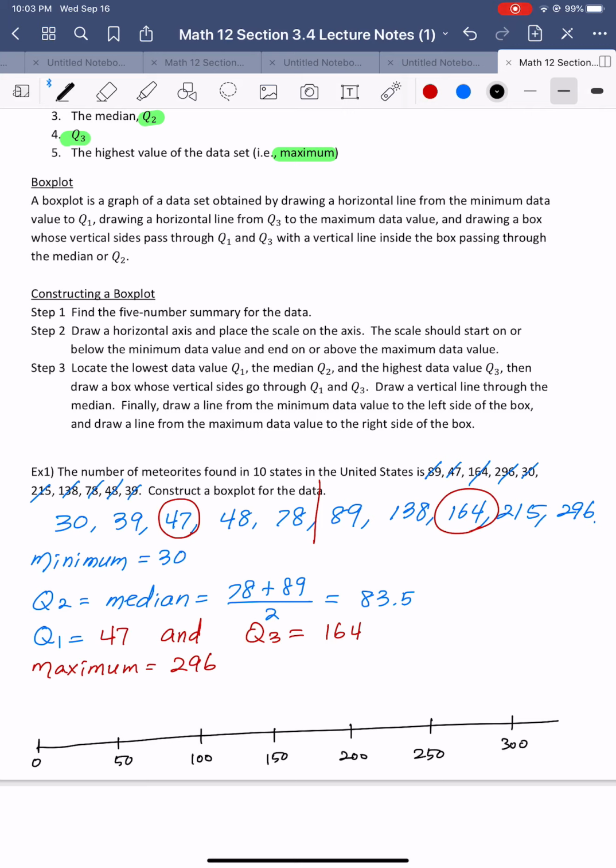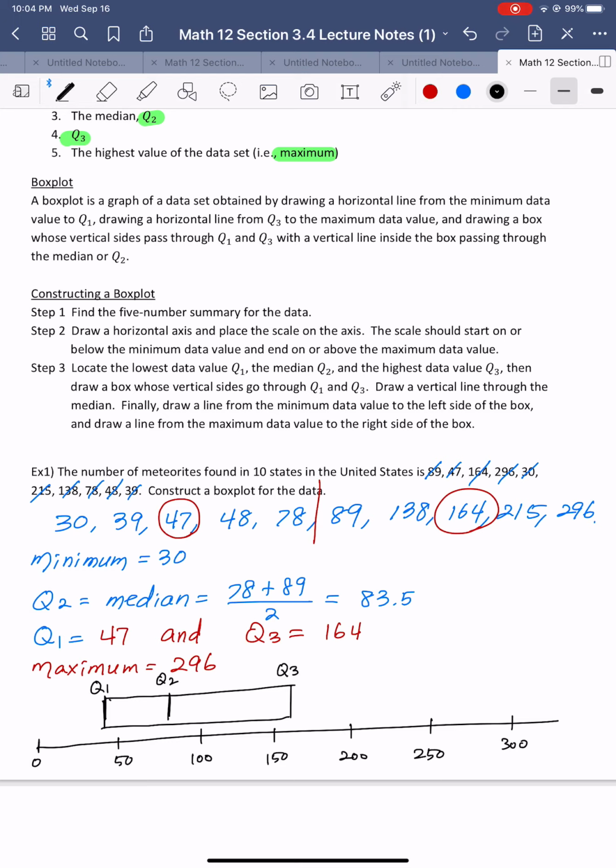So let's put in Q1. Q1 is 47. So 47 is about here, right? So 47, that's Q1. And then Q2 is 83.5. So 50, 60, 70, 80, 83 point something, about here. And then Q3 is 164, so about here. And then with Q1, Q2, Q3, you make a box. So that's how you make a box.